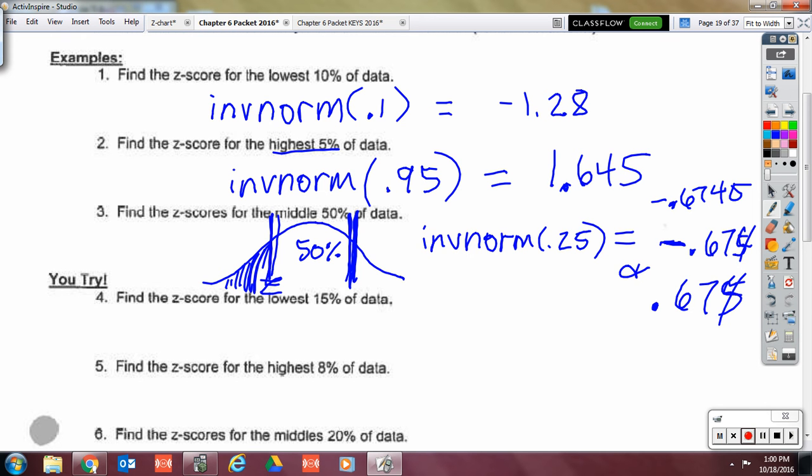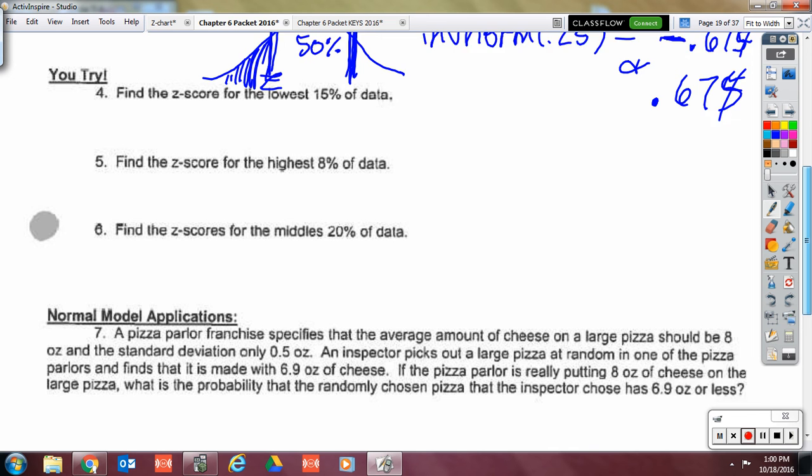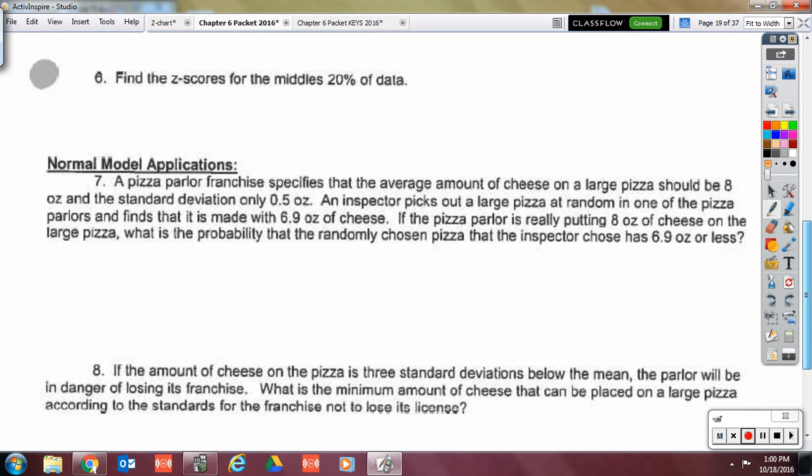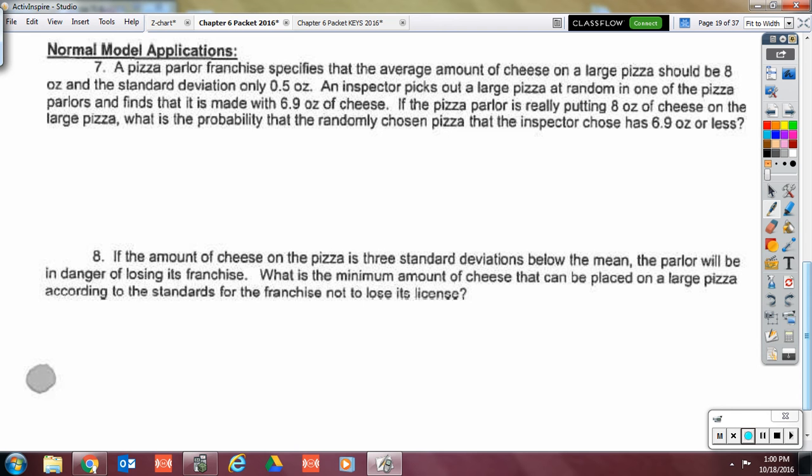Okay. All right. Now I want you to do 4, 5, and 6 tomorrow. So let's move on to number 7, because this is the word problems. This is the key. This is where we're headed, the main place that we are going with all this stuff.